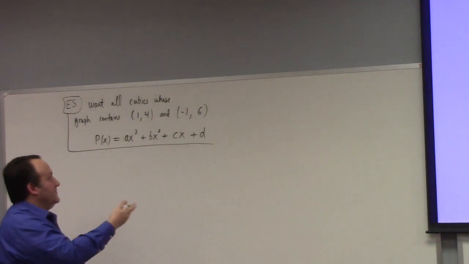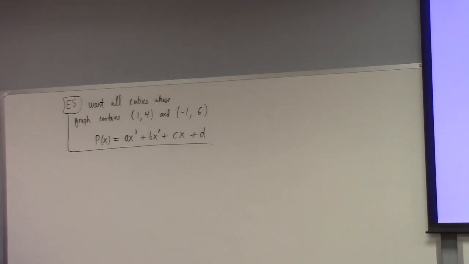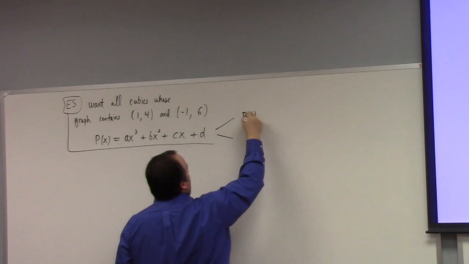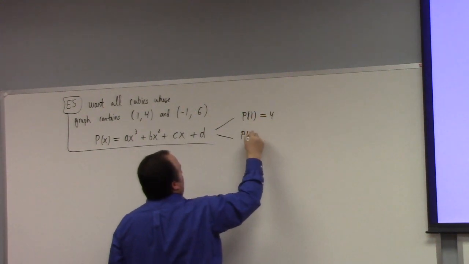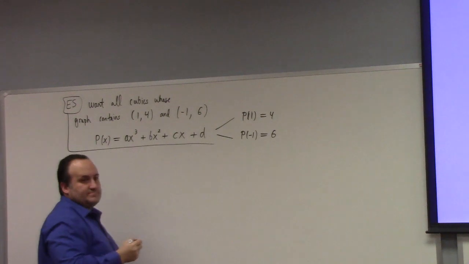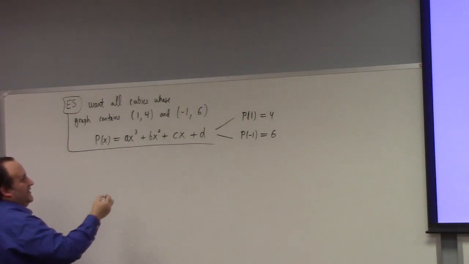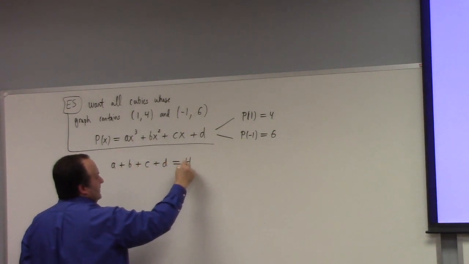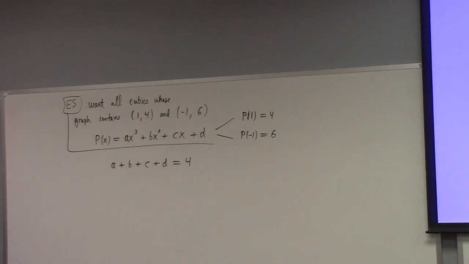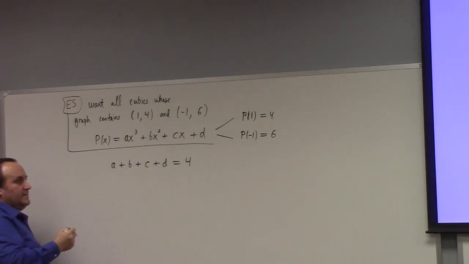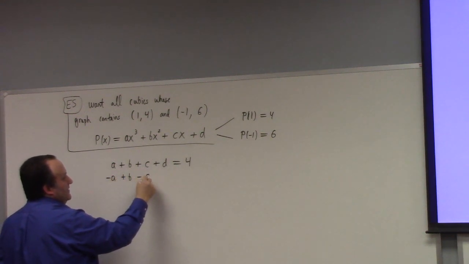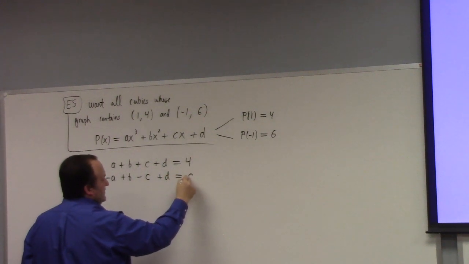And if we want the graph to pass through those 2 points, what's that mean? It means that when we plug in the point into the model, it has to work, right? So we need 2 things. We need p of 1 is equal to 4, and we need p of minus 1 is equal to 6. What's that look like here? Well, that's A plus B plus C plus D equals 4. And how about minus 1? Minus A plus B minus C plus D equals 6.